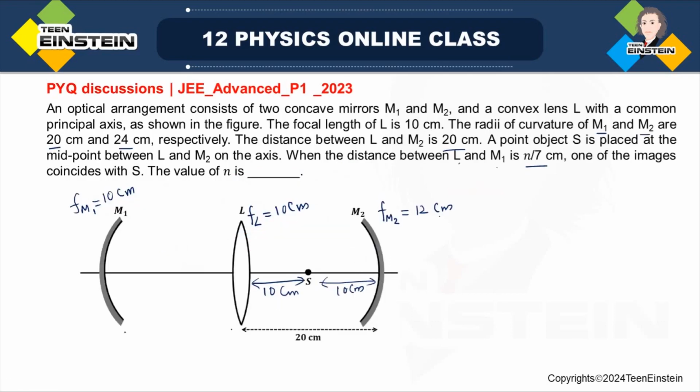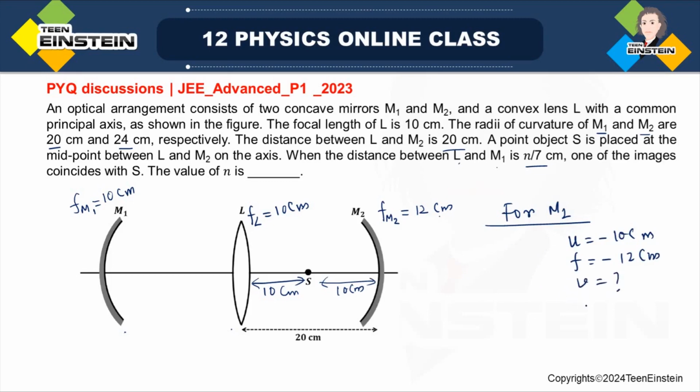Okay, so let us consider that for the M2 mirror. For M2 we know the object distance to be minus 10 centimeter, and the focal length for a concave mirror will be minus 12 centimeter. So we have to find out the V. I need this space, so let me move away from here. So I know this is 10 centimeter, I know the focal length is minus 12 centimeter. So I have to find out what V is.